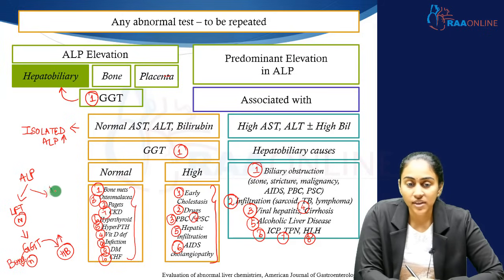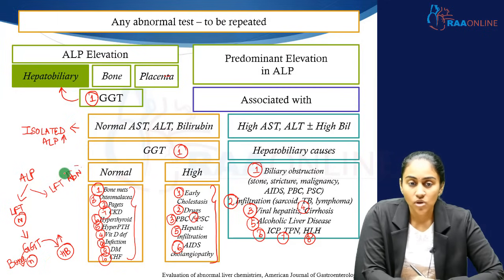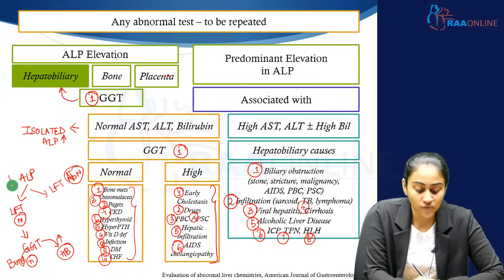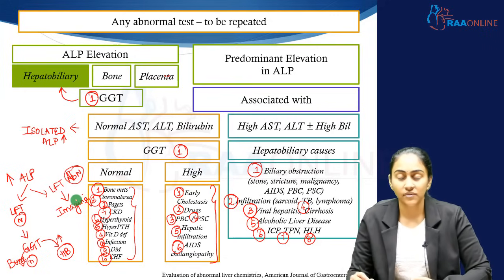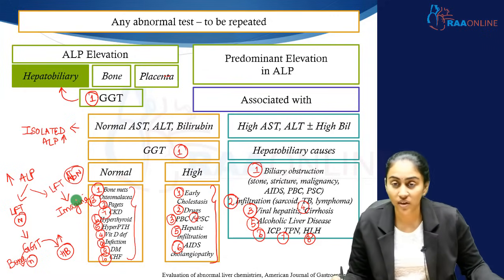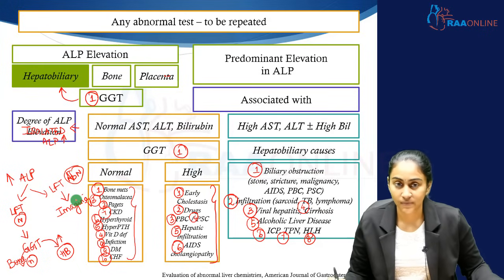Suppose your LFT itself is abnormal. So, this elevation in the alkaline phosphatase is associated with abnormalities in the rest of the LFT, then it is pretty straightforward. You are looking at either a biliary obstruction or a hepatic infiltration, two very common causes of significant elevation in the alkaline phosphatase. In addition, it could be any other liver disease like viral hepatitis or alcohol-related liver disease or cirrhosis.